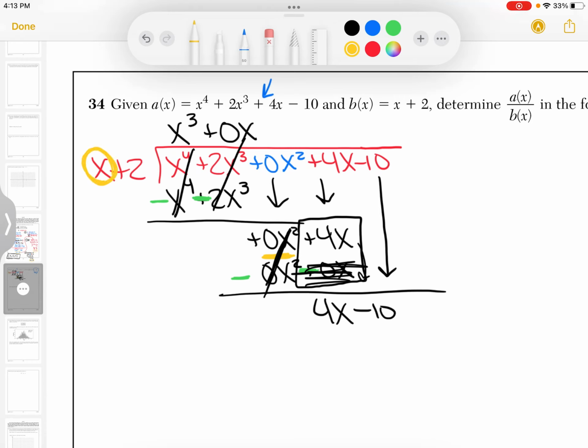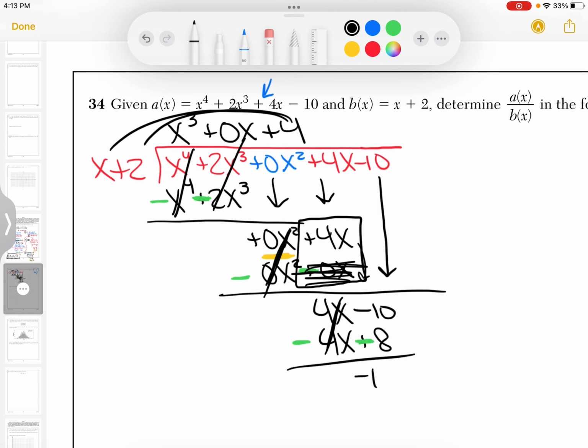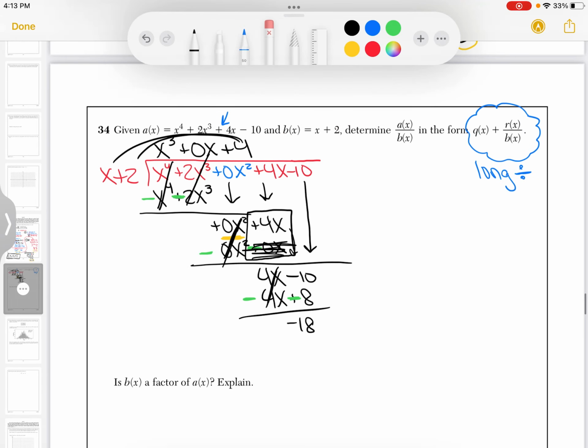So once again, what do I have to multiply this x by to turn it into this, which is a 4x? That's going to be a 4. So I got away from my zeros, thank goodness. I'm going to put a 4 on top and then multiply that 4 through. 4 times x is 4x, and 4 times 2 is a plus 8. But once again, I am subtracting this whole line, so they both become subtraction. This will cancel, and I will have negative 18 as my remainder.